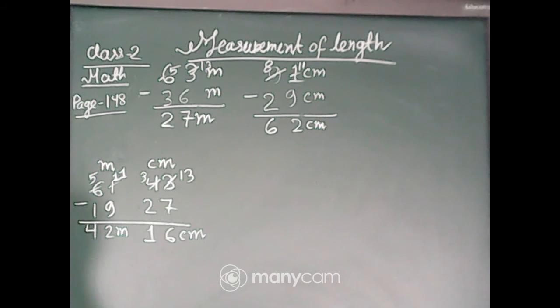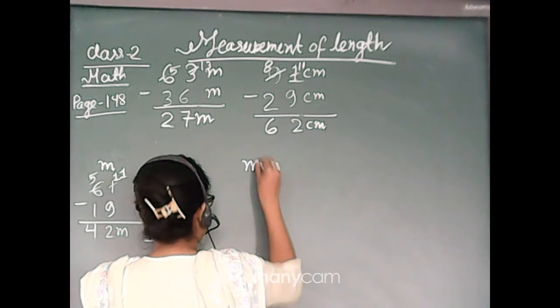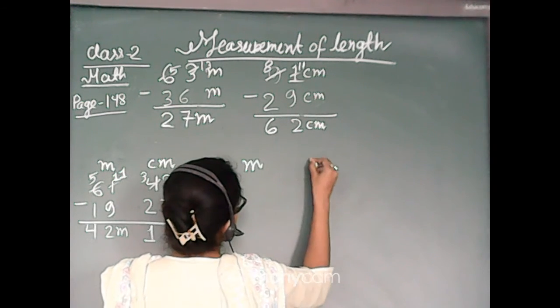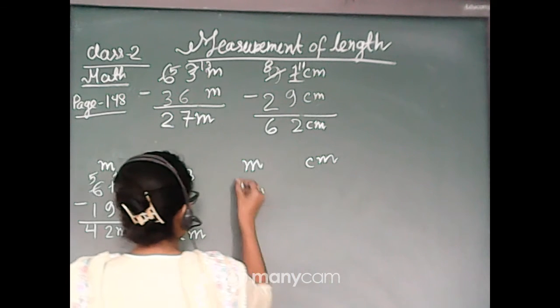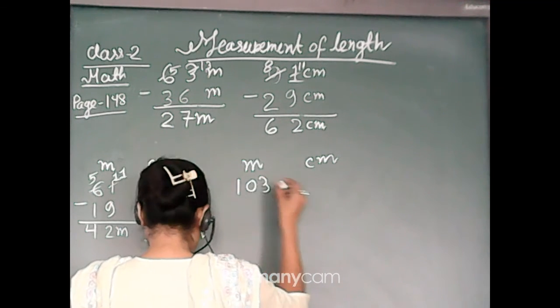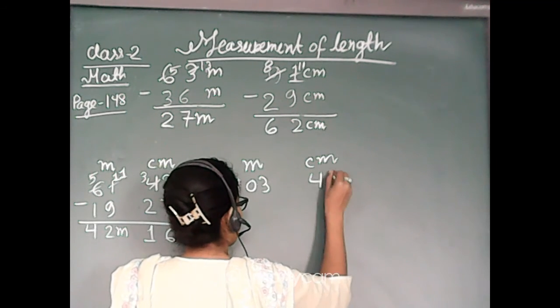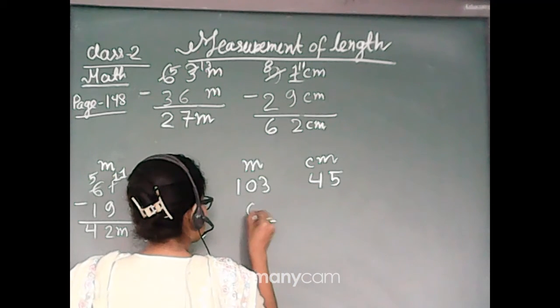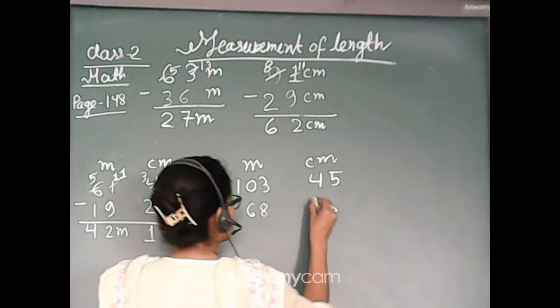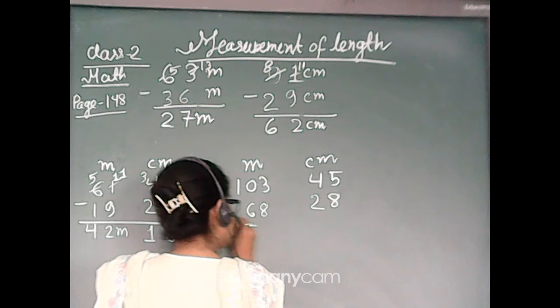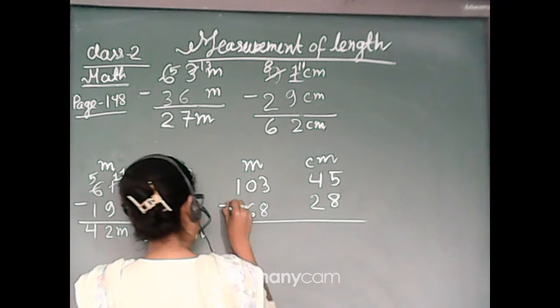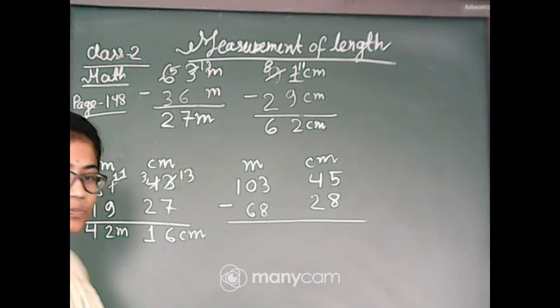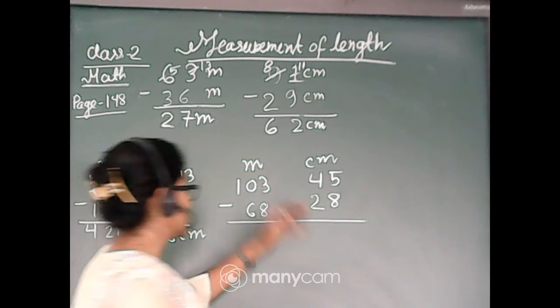Now let's take a little bit different type of example. Meter, centimeter. 103 meter 45 centimeter minus 68 meter 28 centimeter.